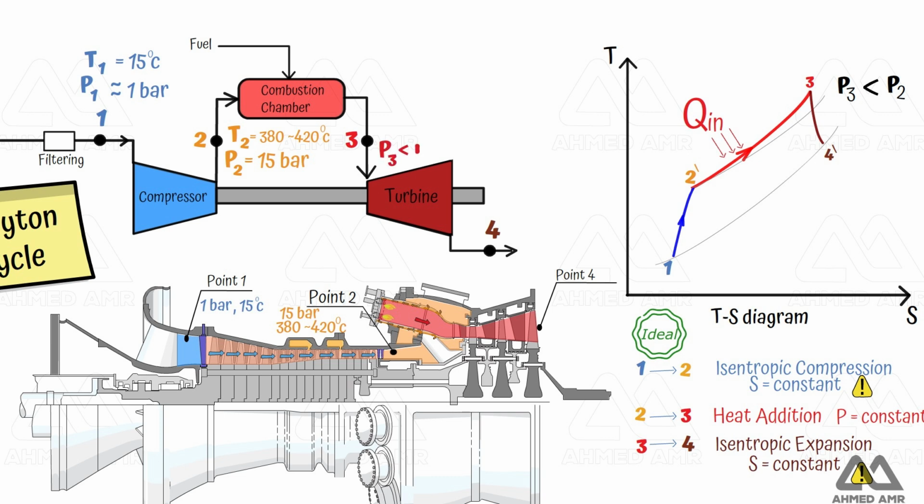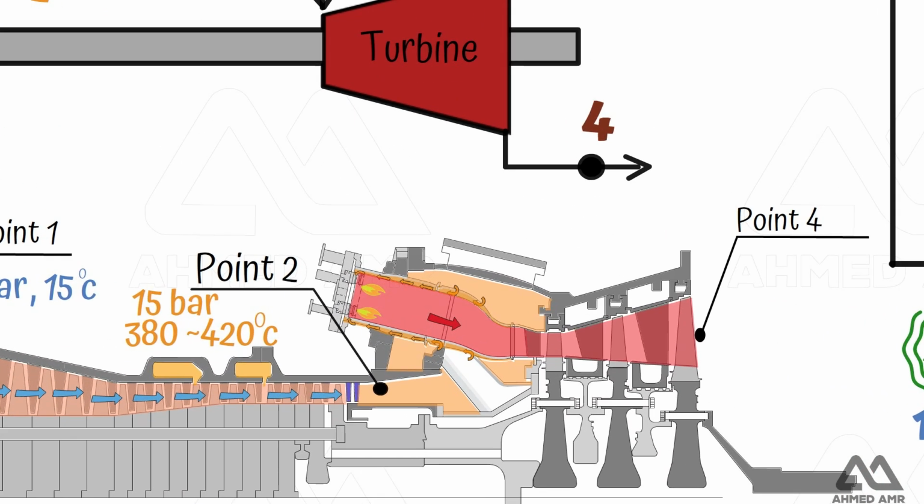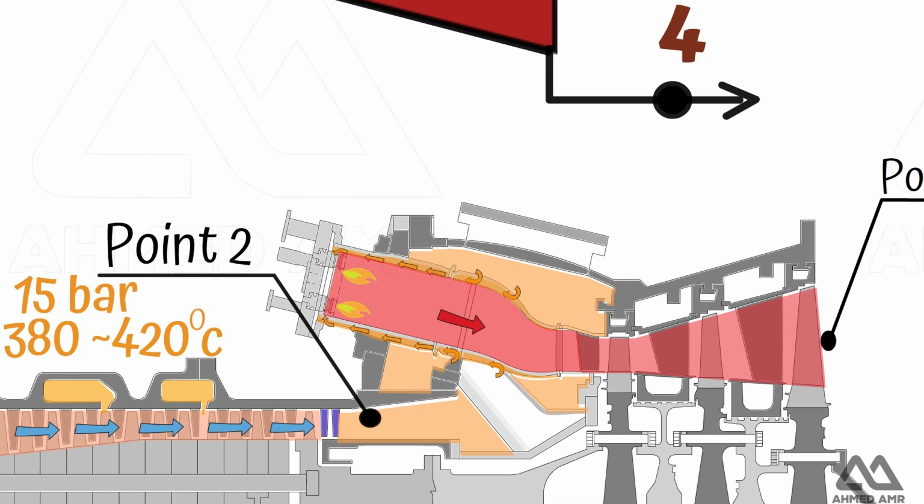Point 3. The pressure here is slightly lower than P2, but the major change is temperature. T3 is typically between 1,300 and 1,400 degrees Celsius. This point is especially important in GE turbines. It must be distinguished from the flame temperature inside the combustion chamber, which is much higher.